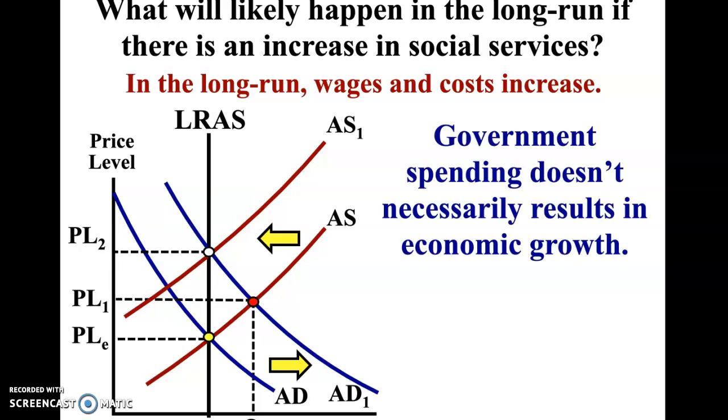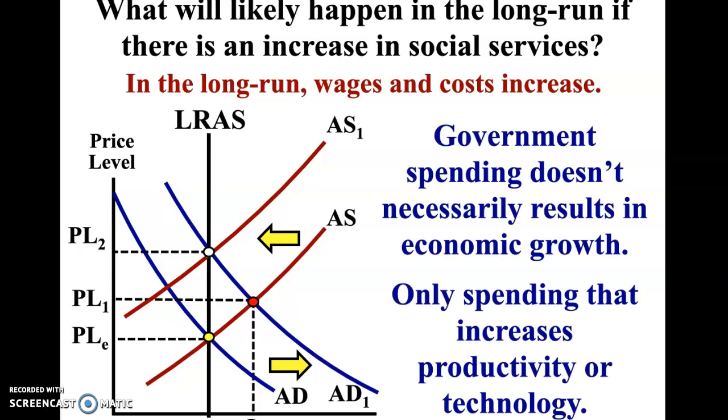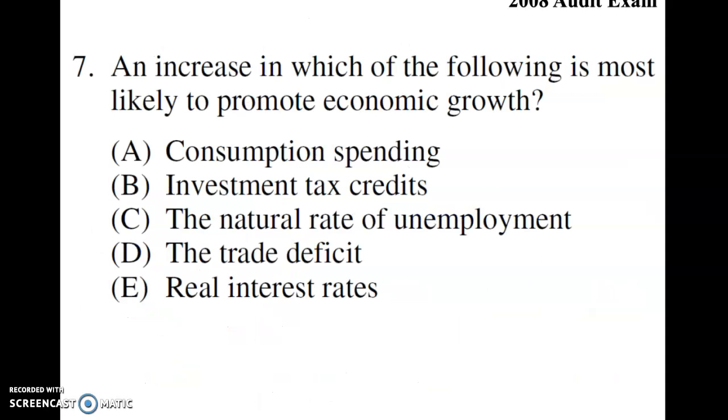So government spending doesn't necessarily result in economic growth, and only spending that increases productivity and technology would be an example of this. So an increase in which of the following is most likely to promote economic growth? The answer to this is investment tax credits.